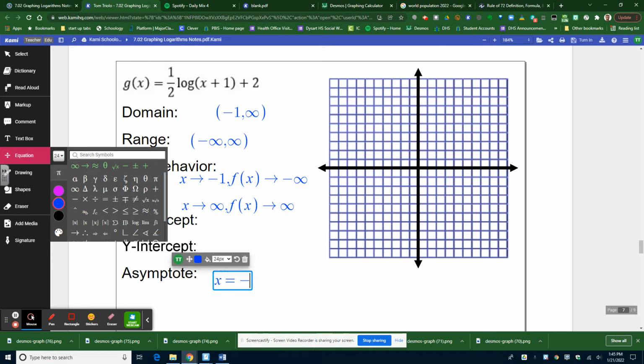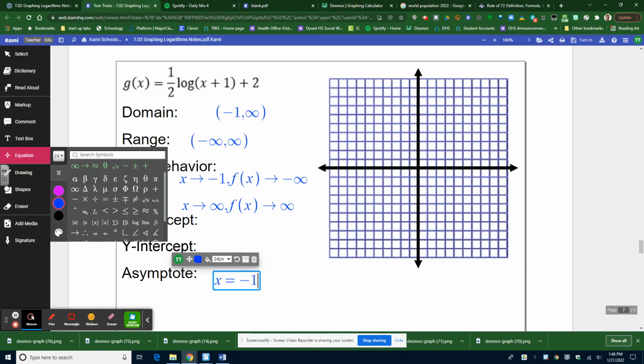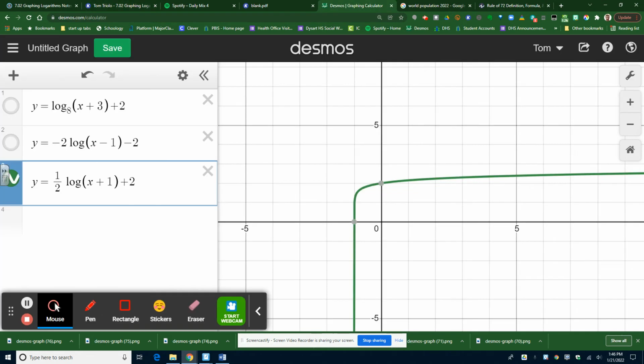Okay, x equals negative 1. My y-intercept, I believe, is okay here. That one's easy. 0, 2, which makes sense because if I put a 0 in here, I get 1. What's 0 plus 1? 1. So this whole thing is going to be 0. Because how do I get a 0 from the logarithm? How do I get 1? My exponent has to be 0. So this whole business right here is all 0, and that leaves me with a 2. So 0, 2. Hey, Desmos, why don't you help me out and help me find the x-intercept?